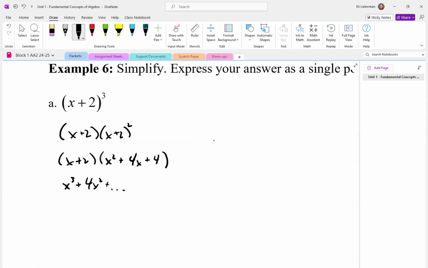And when it says standard form, do you know what that means? It means you start with the term with the highest degree and then just go down one by one.